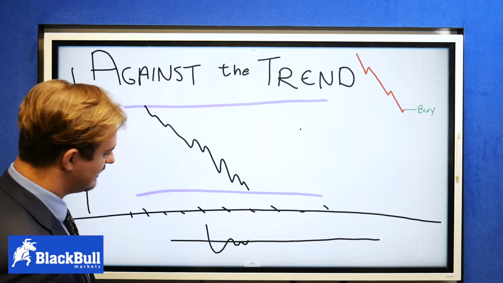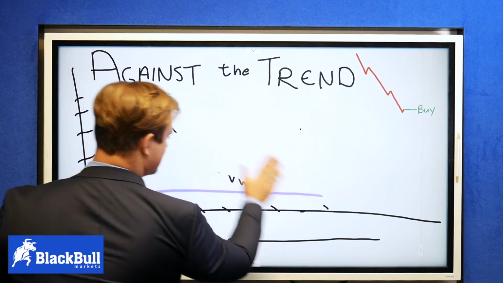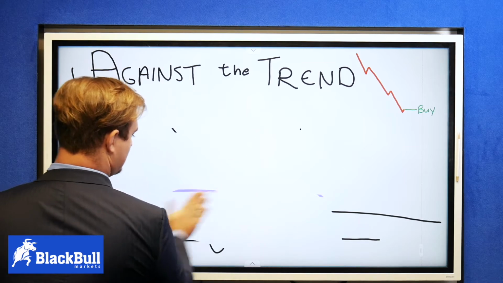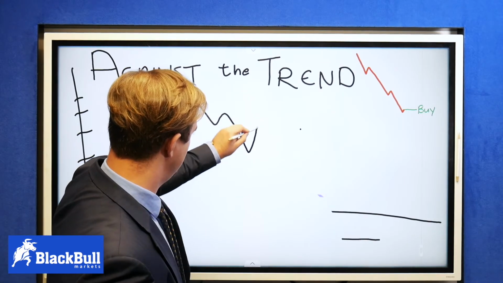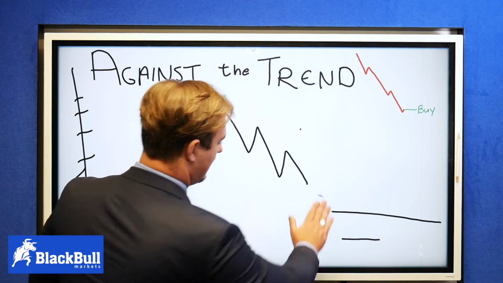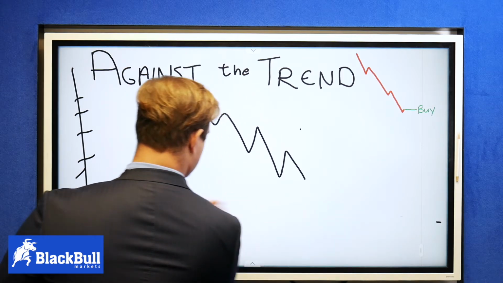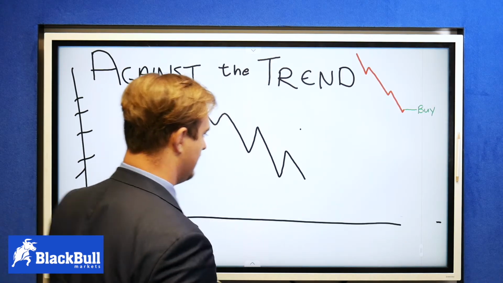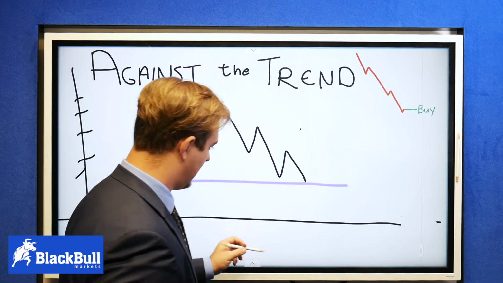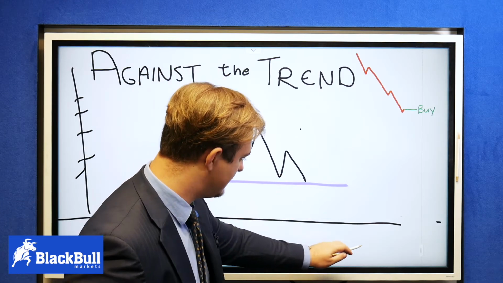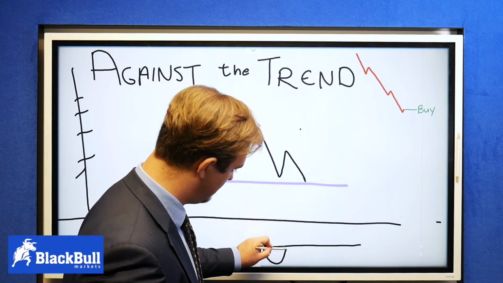Let me see if I can draw this a bit better. I want to show you guys a bigger blown up version of this. So we've got the market coming down, and below the market we have our indicator. There's our support as well, and then we have this indicator down here. What I want to see in this indicator is this sort of structure.